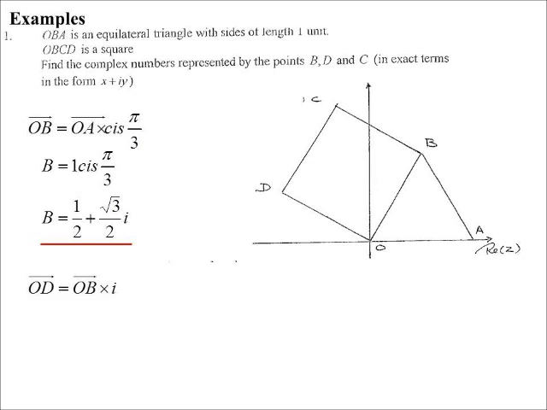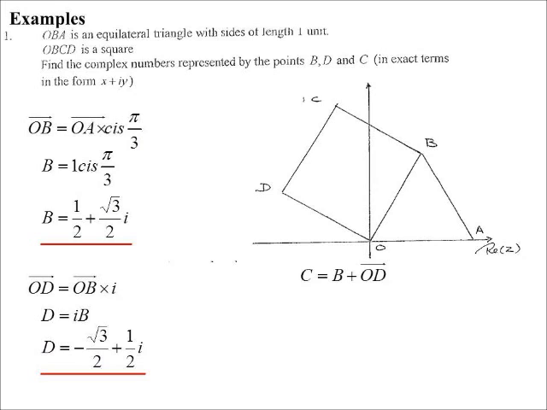Okay, I'm going to use the subtle hint. To get the vector OD, I'm going to rotate the vector OB 90 degrees, multiplication by i. So if I multiply B by i, I now get minus root 3 on 2 plus a half i. So now I just have to work out C.